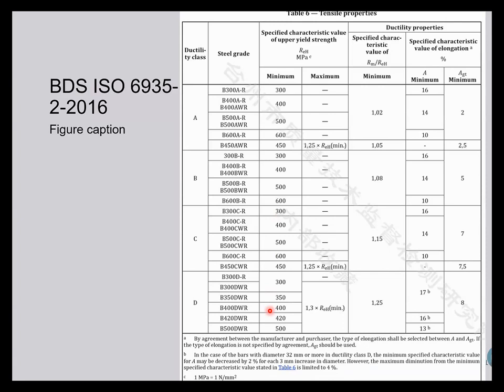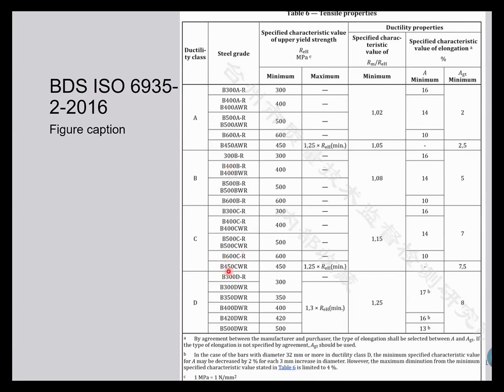This is very common in Bangladesh. So 500 grade steel, as we call it, actually has a yield stress of 500 megapascal. If you convert that into PSI, that is 72,500 PSI. So we have B400, B420, B500. Now, B300 is like grade 40. Grade 40 is much less than 300 megapascal, but you can call it B300 as grade 40 steel.